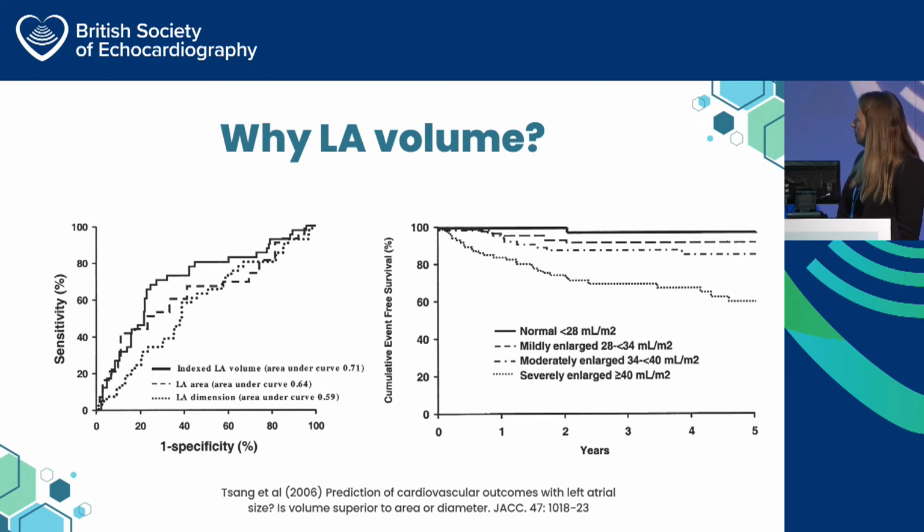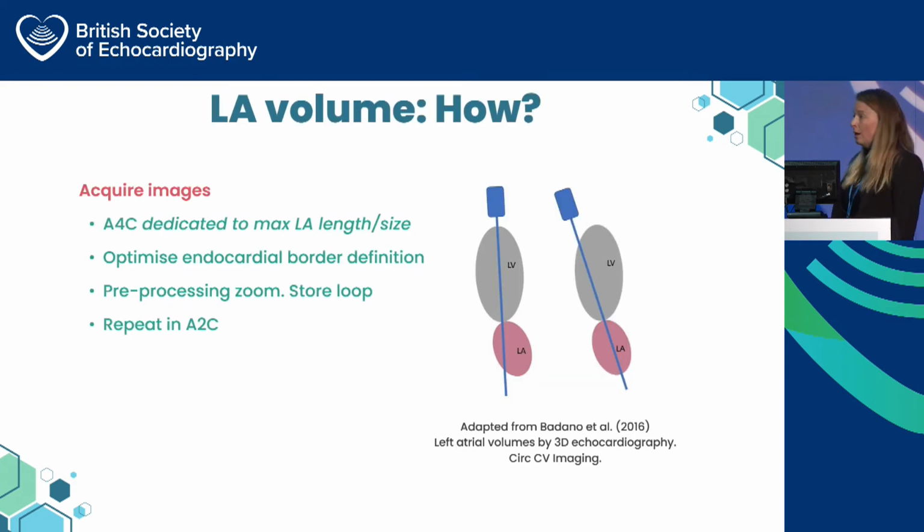They also discovered that left atrial volume, when indexed to body surface area, was a really good marker of survival or cardiovascular outcomes. And then in this diagram, which shows event-free survival, you can see that people with a severely enlarged left atrium, and that's the bottom dotted line, do worse over time. So we know it's an accurate measure, and we know that it predicts cardiovascular outcomes. So we should absolutely all be including it in our reports if the images are clear enough to be able to do that. So how to do it?